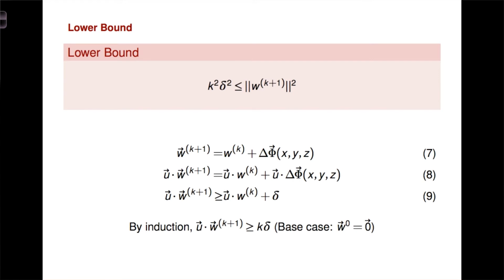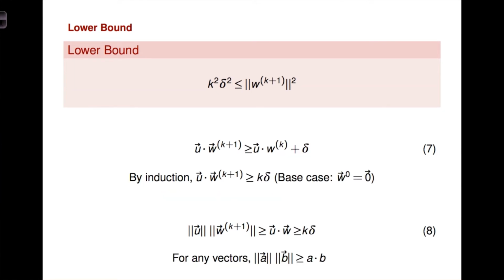And don't forget about the base case whenever you do induction, but this still works for us because at the 0th iteration, before we begin the structured perceptron algorithm, our weight vector is 0. So every time we do an update, our weight vector is going to get at least delta bigger, and so k times delta.